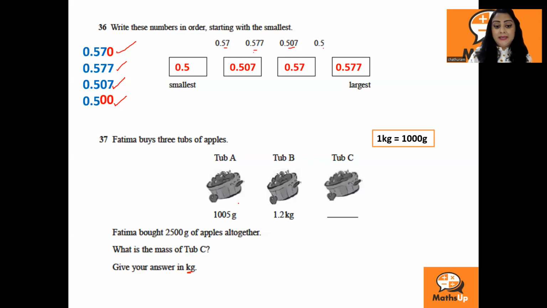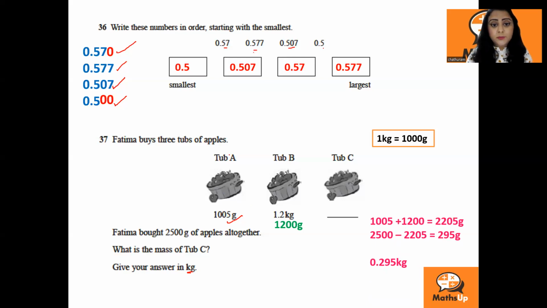Now tub A, it's 1,005 grams, so it has already been given in grams, so no worries. And tub B is 1.2 kilograms. So once you convert it into grams, it's 1,200 grams. You have to multiply 1.2 by 1,000. Then if you add 1,005 and 1,200 together, you can get the total mass of tub A and tub B. That is 2,205.